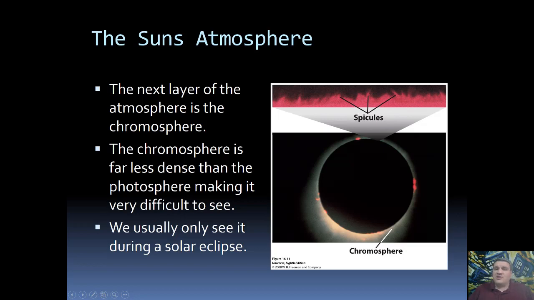The photosphere is so much brighter than the chromosphere that we can't normally see it. In fact, we can only see it during a total solar eclipse. So during the total solar eclipse, the moon blocks the photosphere from view, and then we can see the chromosphere peeking out just a little bit as this kind of pinkish region. And because it's pinkish, it has color, so it is the chromosphere.